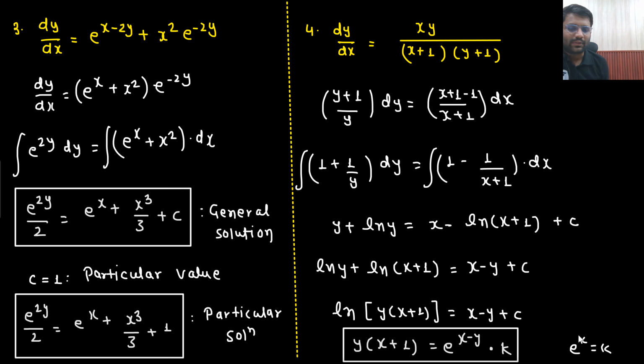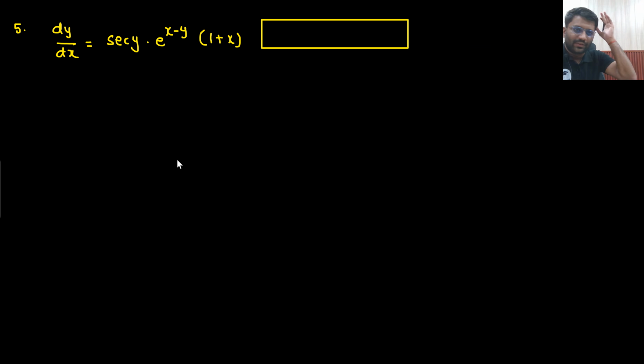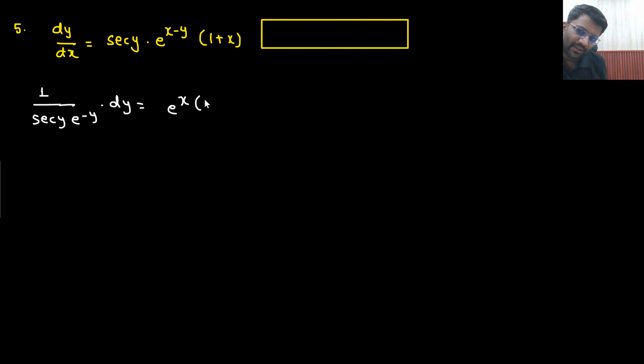Right? So let's go to the next question now. This question, a good concept of integration would be used. Otherwise this is straightforward. What will happen here? All the functions of y I will take aside, and all the functions of x I will keep aside. So if I take sec y this side, what I will get? 1 by sec y e to the power minus y dy would be equal to e to the power x into 1 plus x dx.